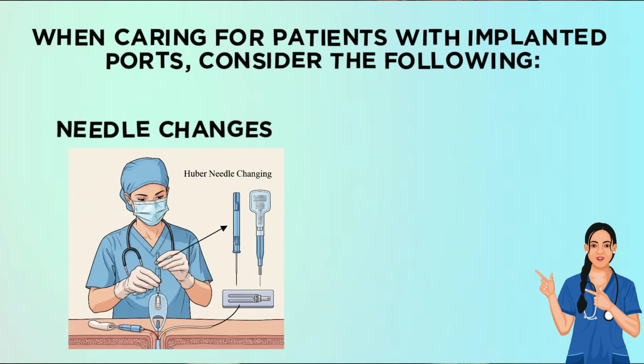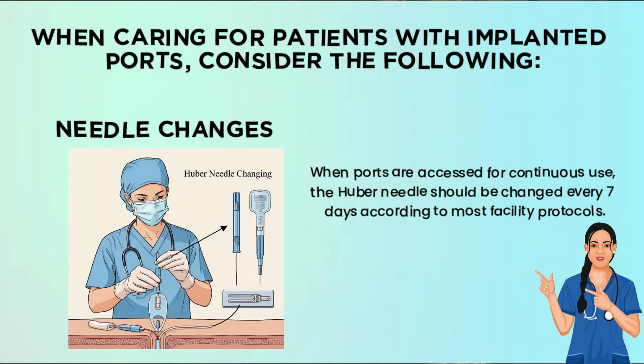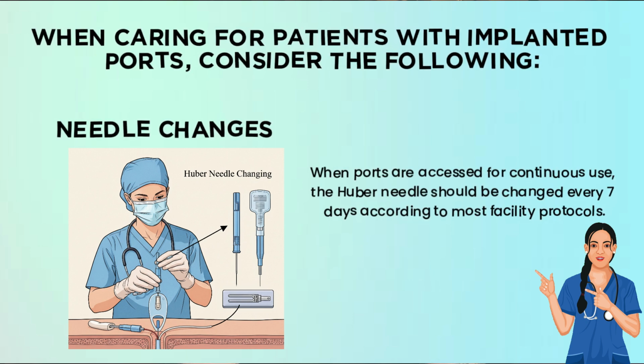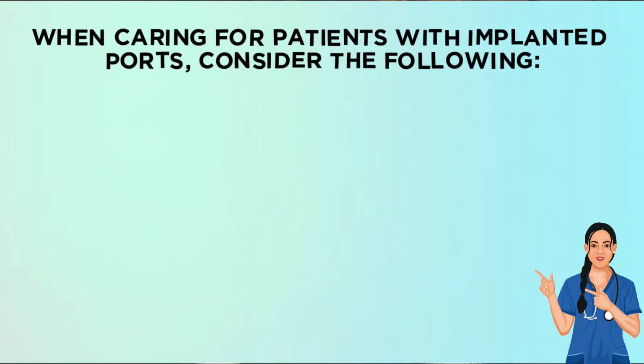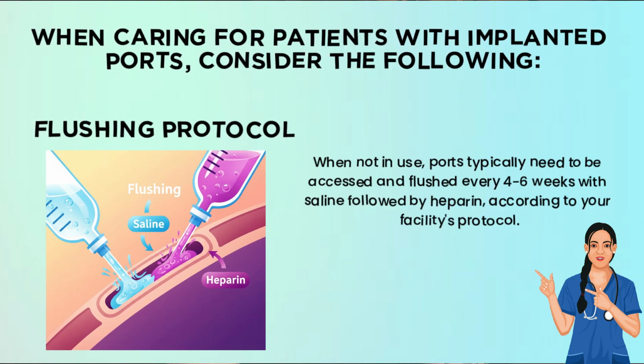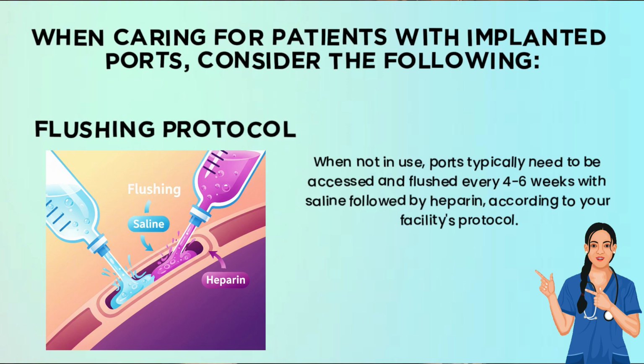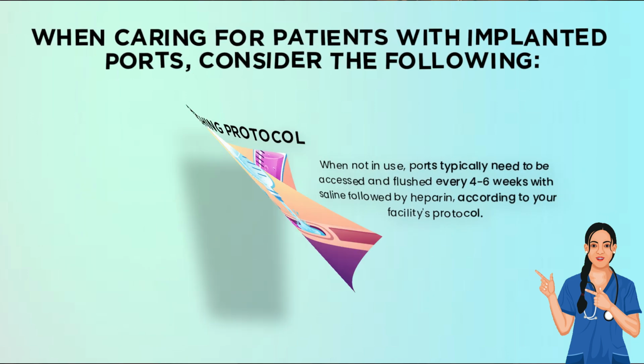Needle changes. When ports are accessed for continuous use, the Huber needle should be changed every 7 days according to most facility protocols. Flushing protocol. When not in use, ports typically need to be accessed and flushed every 4 to 6 weeks with saline, followed by heparin, according to your facility's protocol.